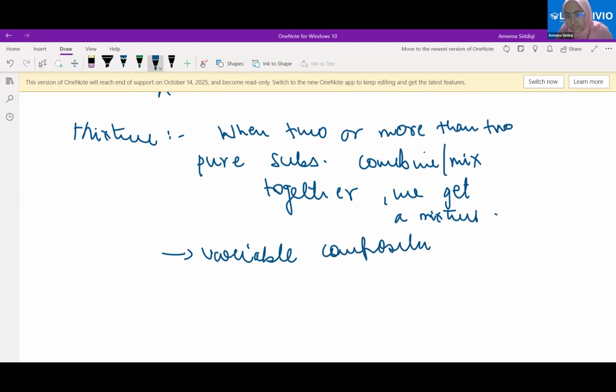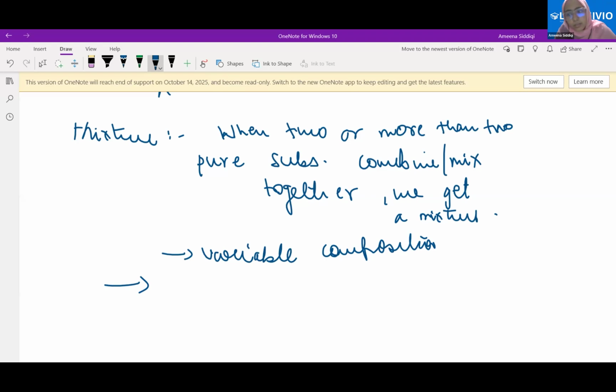Fine. The second point: what kind of bonding is there between the components of the mixture? Do you understand heterogeneous and homogeneous? I'm just talking about a mixture.